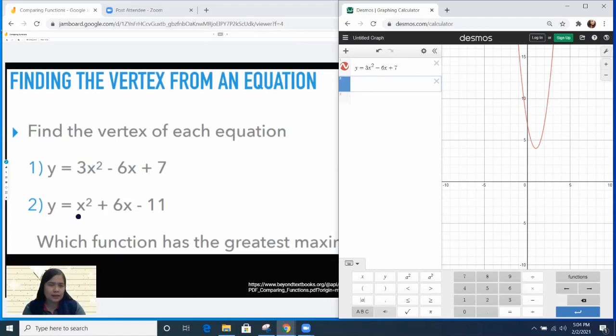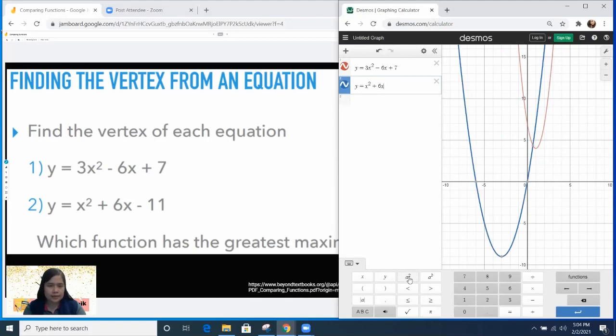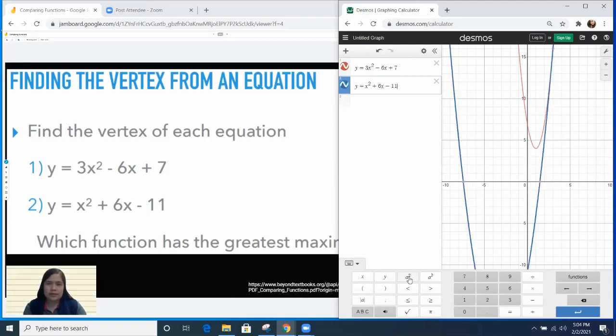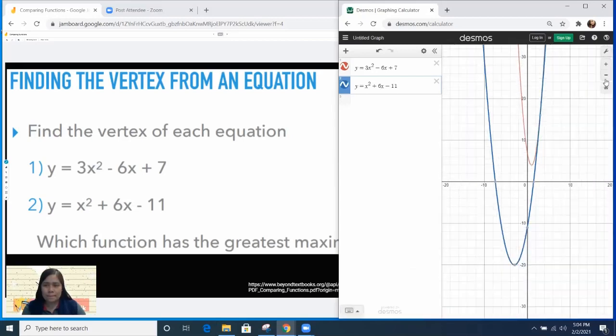What do you think will be the graph of the number 2? Is it a sad face or smiley face? Great. It is a smiley face because the quadratic term is positive. So let us try to plug it in on the Desmos graphing calculator. y = x² + 6x - 11. There you go. So that is the graph. Zoom it in. So this is the vertex of the red one, the first equation, and this is the vertex of the second equation.